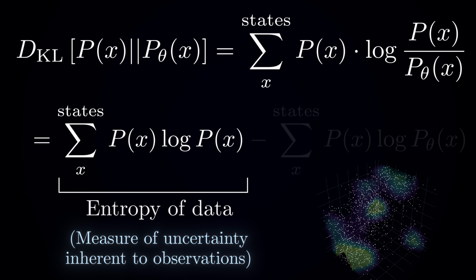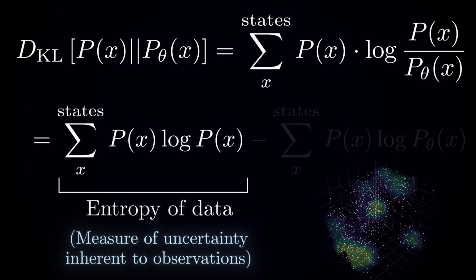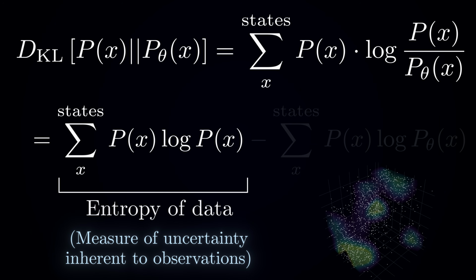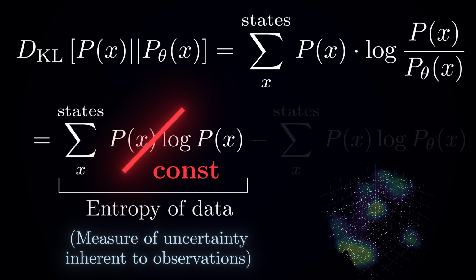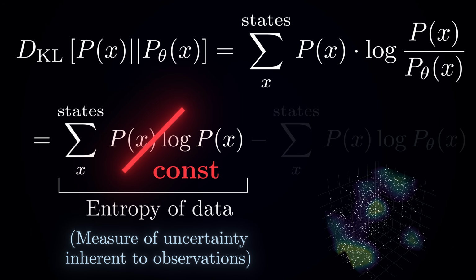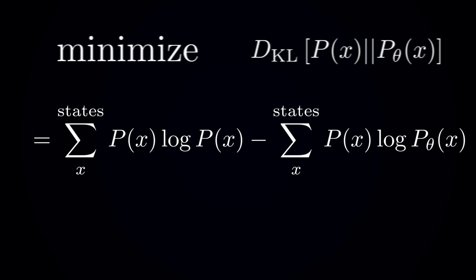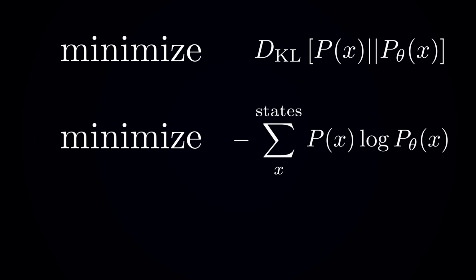Crucially, this entropy depends only on the true data distribution itself, like how diverse the marine life is, and it has nothing to do with our model parameters theta. From an optimization perspective, it's a constant factor that we cannot influence. This means that if we want to minimize the KL divergence, we can focus solely on the second term, which is directly affected by our model parameters.